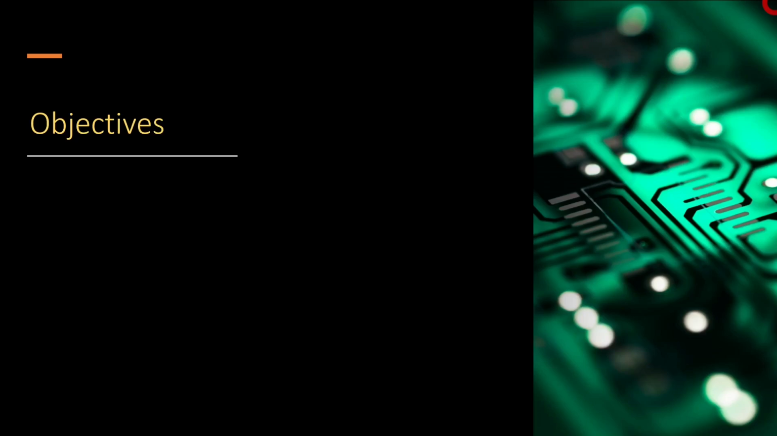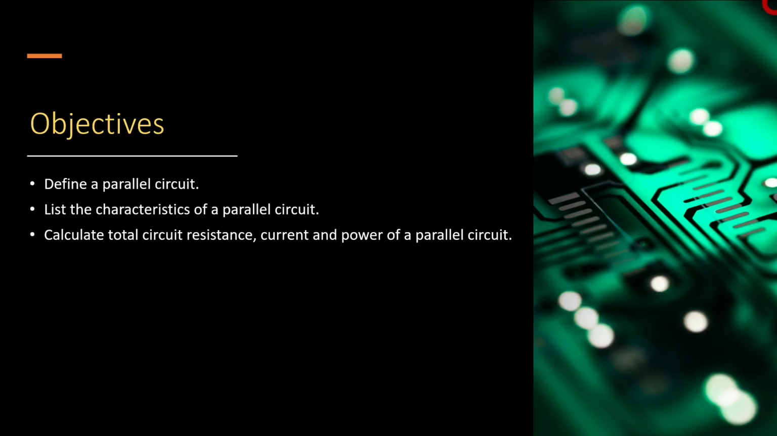In this lesson, we have some objectives. First, we want to define a parallel circuit. Next, we want to list the characteristics of that parallel circuit. And we want to be able to calculate total circuit resistance, current, and power of a parallel circuit. We're going to see that that is different from how we did it for a series circuit. And we want to be able to calculate branch currents and the power dissipated for each branch.